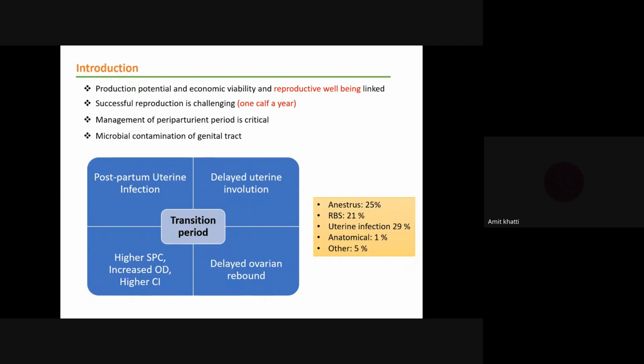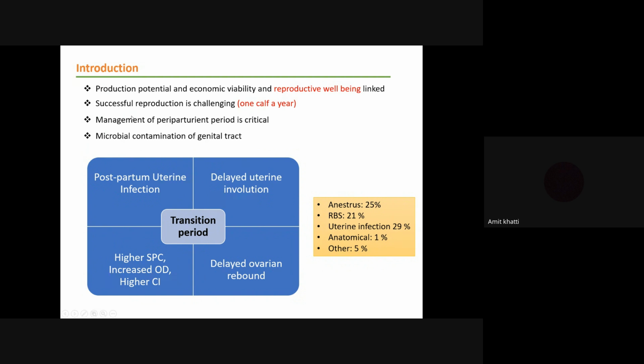So let's start with the introduction. Why are we saying that the management of postpartum uterine infection is the sustainable key for dairy farming? Because reproductive well-being is essentially linked with the production potential of the animal. If the animal is not performing well in terms of reproduction, then obviously its production potential will also be compromised. And if production potential is compromised, then economic viability will be lowered. Whatever profit or benefit we have from a dairy business will be curtailed.